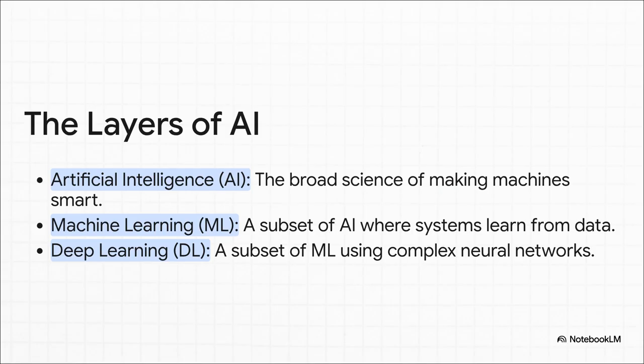Think of it like nesting dolls. AI, or artificial intelligence, is the big, broad field, the whole idea of making machines smart. Inside that, you have machine learning, or ML. That's a specific approach where we teach systems by feeding them tons of data instead of hard coding the rules. And then a popular technique inside that is deep learning, or DL, which uses these complex neural networks, kind of inspired by the human brain, to find super complex patterns in just massive amounts of information.